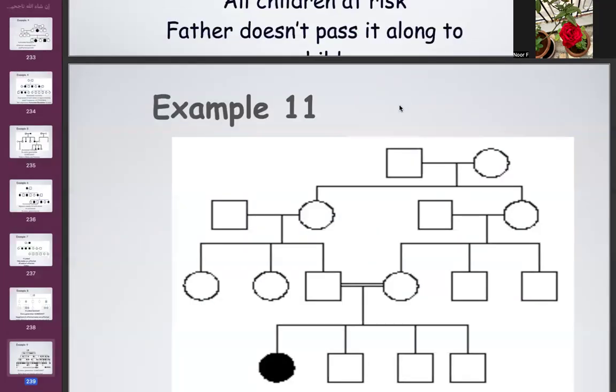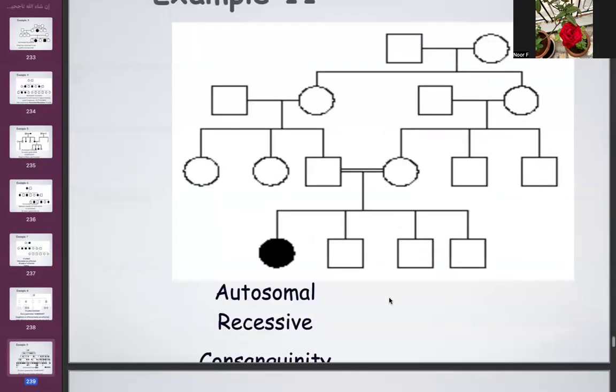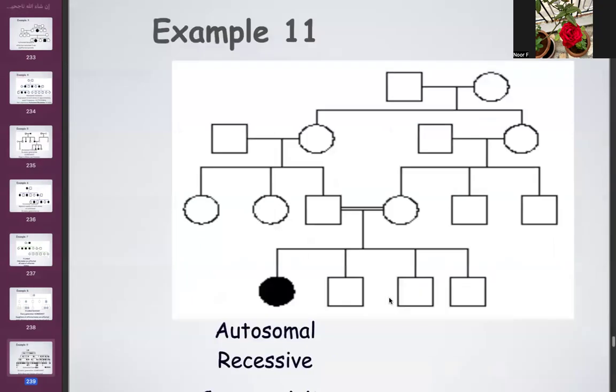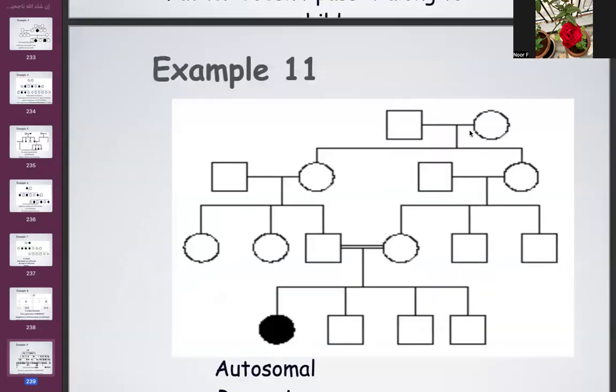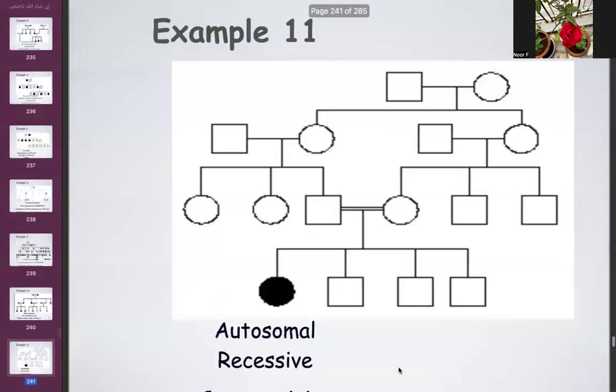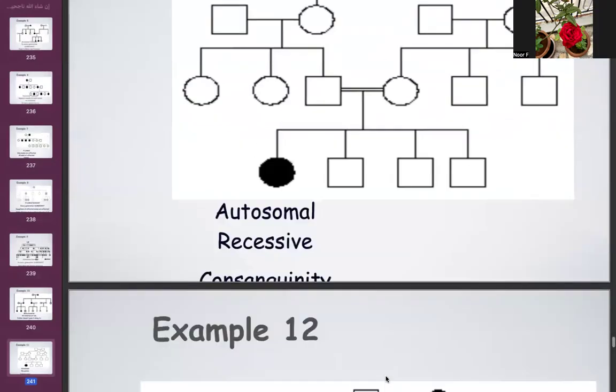Example 11. Autosomal recessive, because there can be carriers, heterozygous here. Autosomal recessive, consanguinity. Two lines like this mean consanguinity.